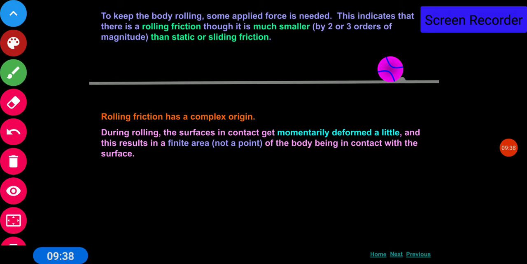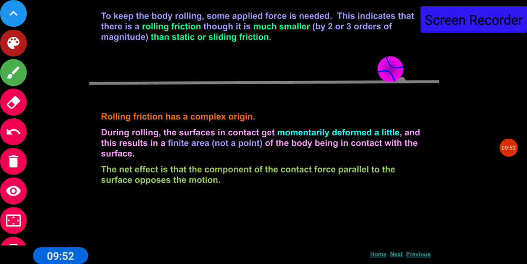Rolling friction has a complex origin. During rolling, the surface in contact gets momentarily deformed a little, and this results in a finite area, not a point, of the body being in contact with the surface. The net effect is that the component of the contact force parallel to the surface opposes the motion.